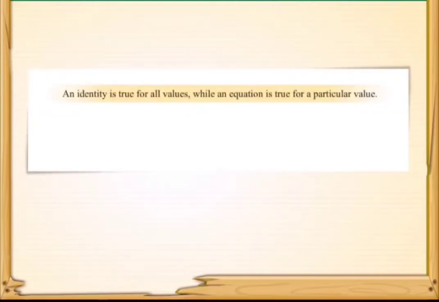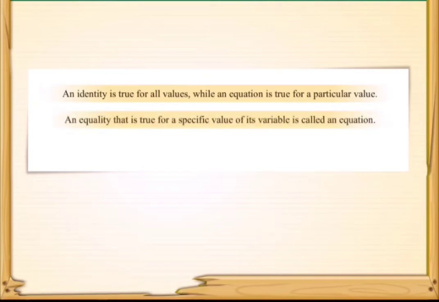An identity is true for all values, while an equation is true for a particular value. An equality that is true for a specific value of its variable is called an equation. Therefore, an identity is different from an equation. You will now learn about 4 standard identities.